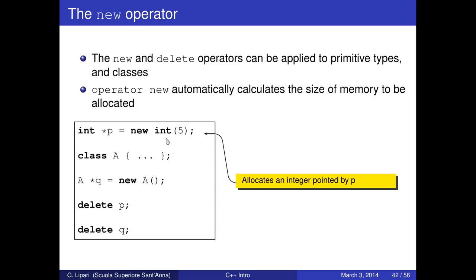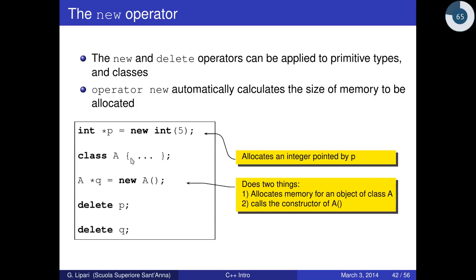So here, new int 5 creates memory for one integer and initializes this integer to the value 5, and the address of this integer is stored into p.